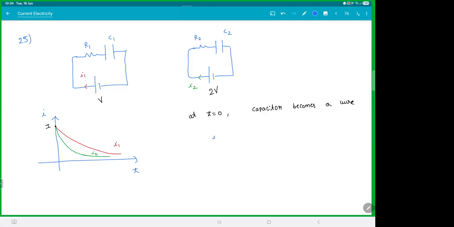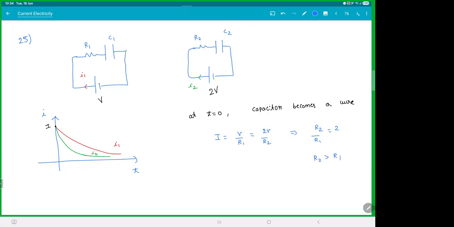So initially current will be I1. So you said current is initially same. So that is V by R1 is equal to 2V by R2. So that's the thing. So initial condition you get from there. So R2 by R1 is equal to 2, which is greater than 1, so definitely R2 is greater than R1.